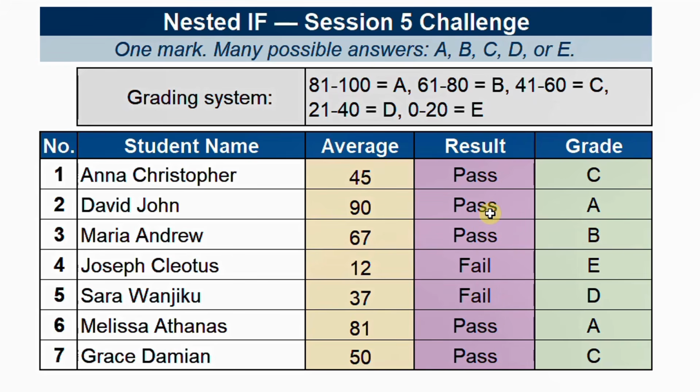The result column is correct because it only needs 2 answers: pass or fail. But the grade column looks a bit different. Why? Because 2 answers are no longer enough here.